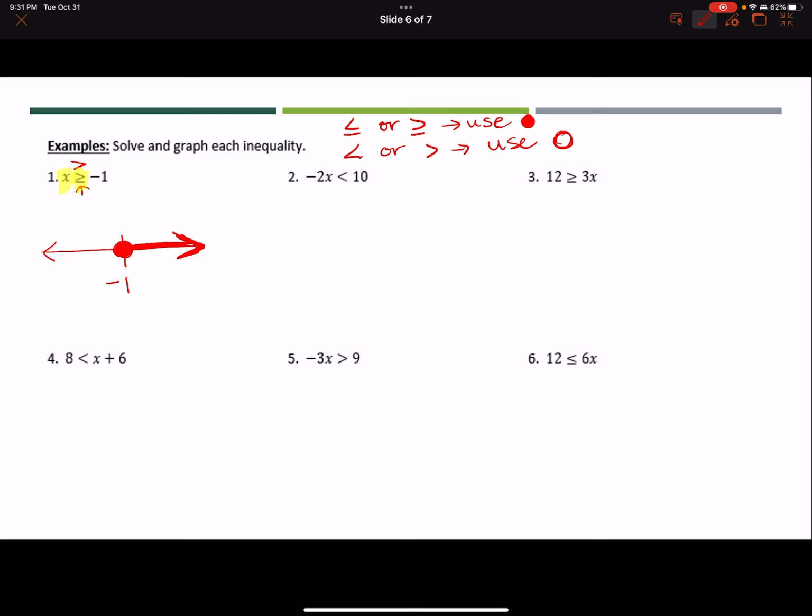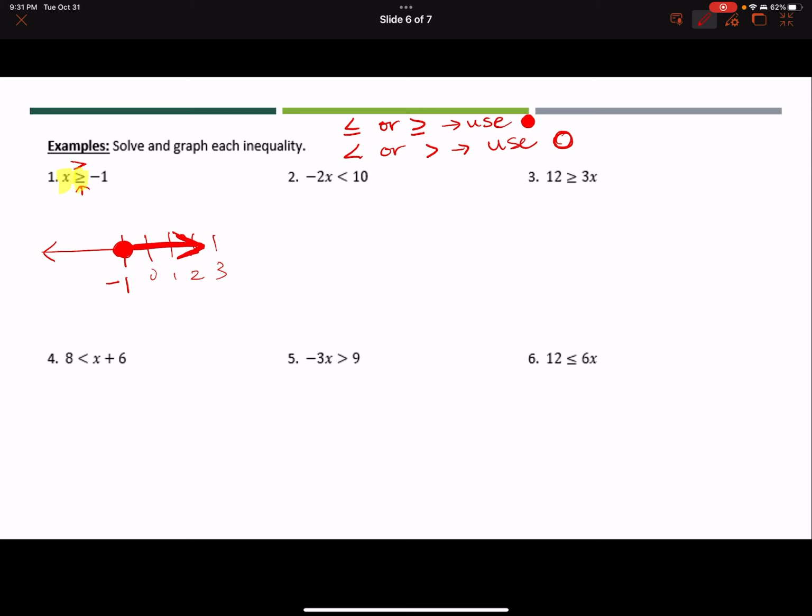So the numbers that are greater than or equal to -1 are 0, 1, 2, 3. All these numbers to the right on the number line. And I include -1 itself. So that's my graph.